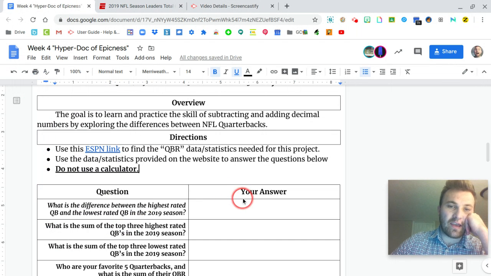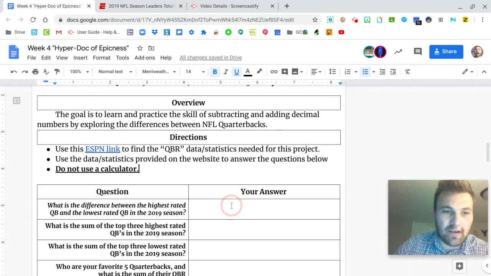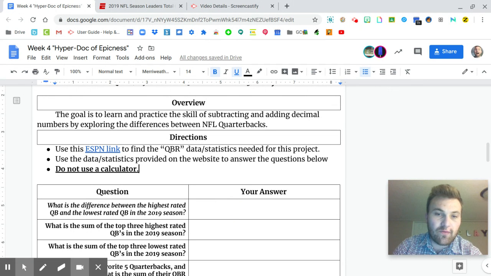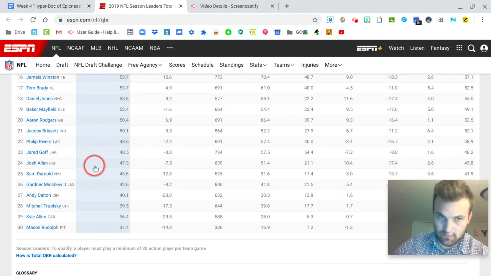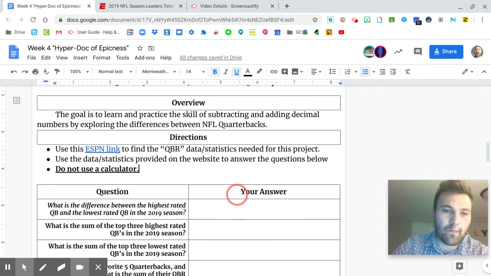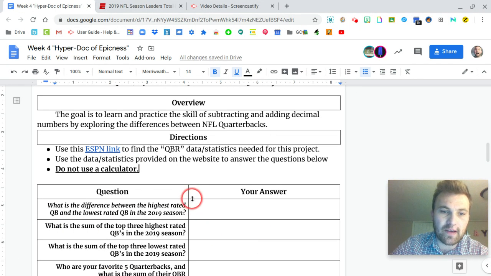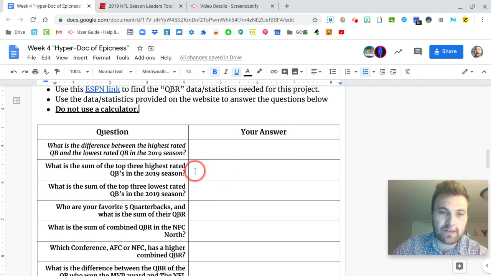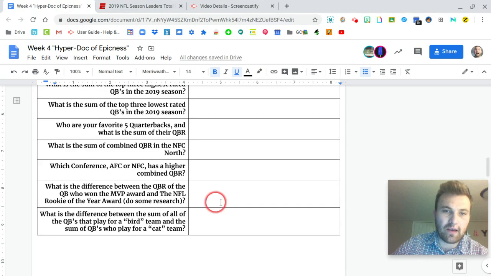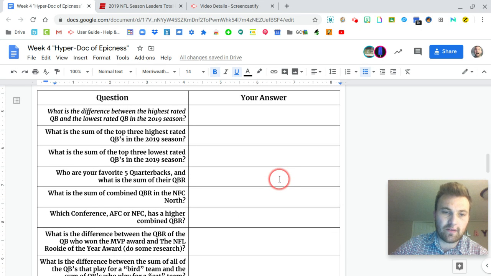So then I would go back and write out my subtraction equation, and I'd be subtracting 34 and 4/10 from 81 and what was it? 8/10. Yep, 8/10. Right, and then that would give me the answer to that. So the idea is that you continue going through these questions and finding the data or the stats in order to complete your various equations based on these questions. Okay, and that's the project. That's the NFL QBR project.